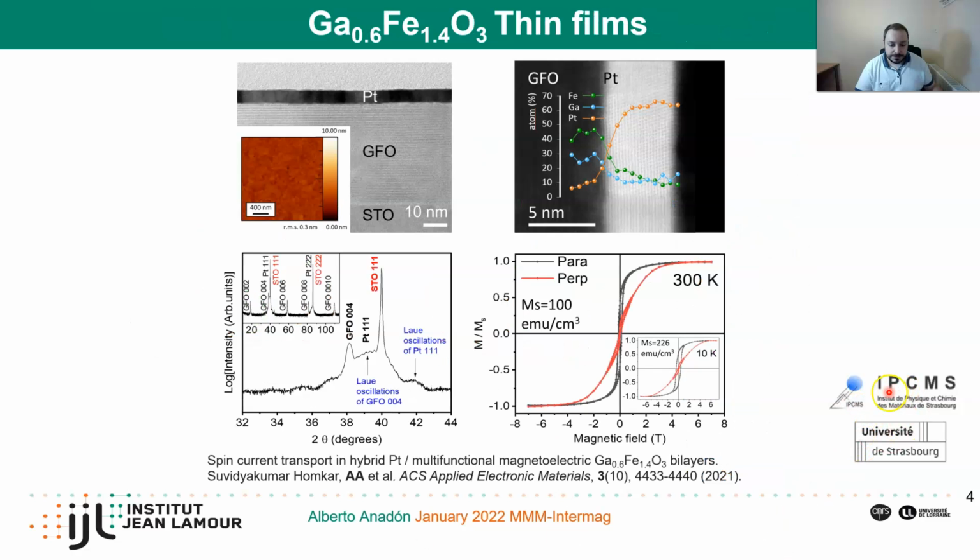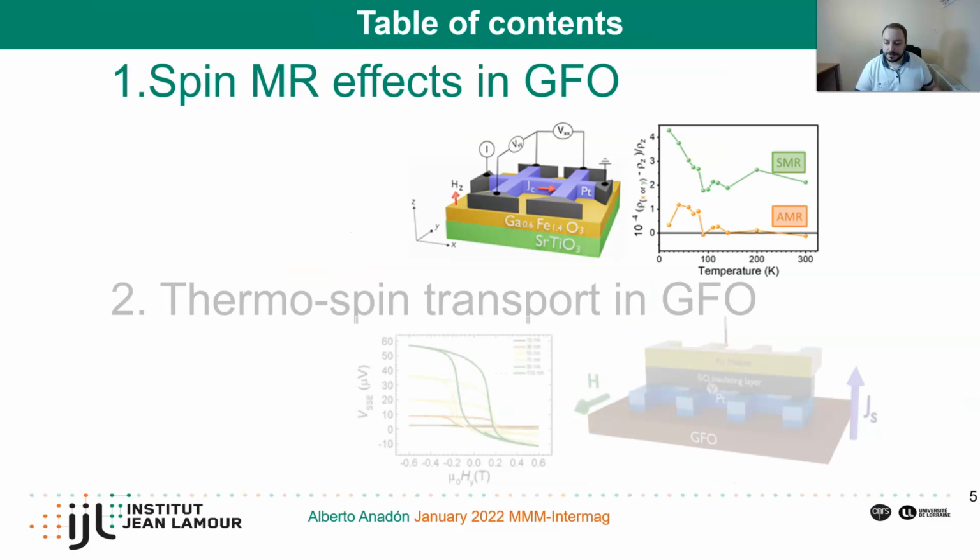Our colleagues in Strasbourg have prepared high-quality epitaxial samples of this material, GFO. GFO is grown on STO111 substrate, and it's grown in the 001 direction, with platinum also in the 111 direction on top of it. We find that we have very low roughness in the platinum GFO interfaces and no interdiffusion, as you can see here. Also you can see by the low oscillations that we have high crystalline quality, as can also be observed here. So basically we have very high quality samples.